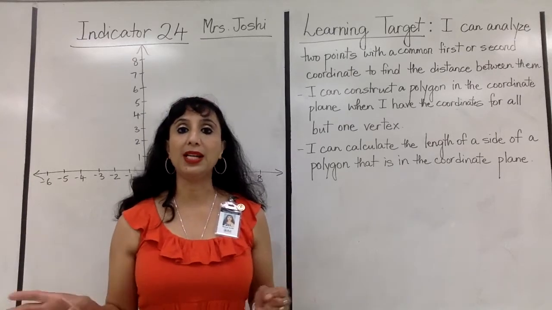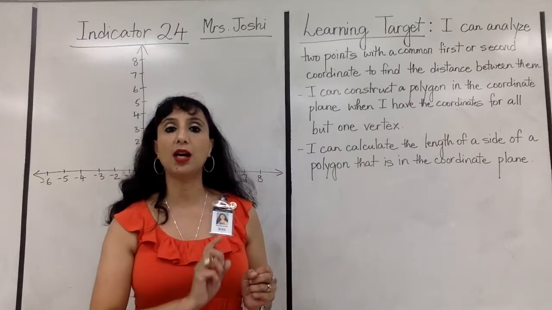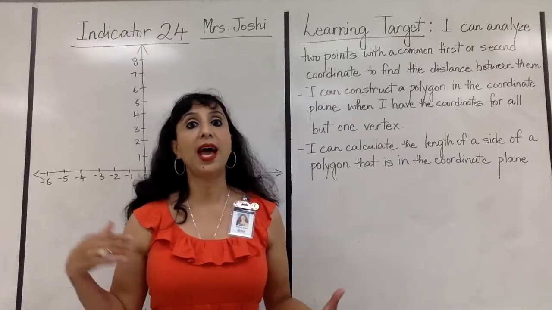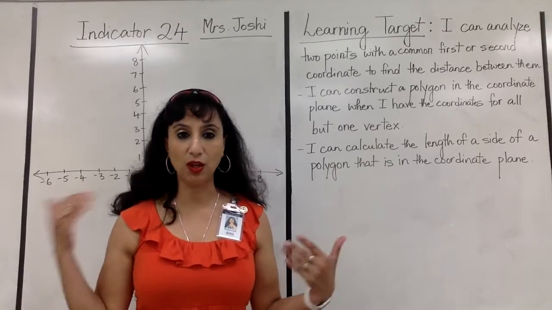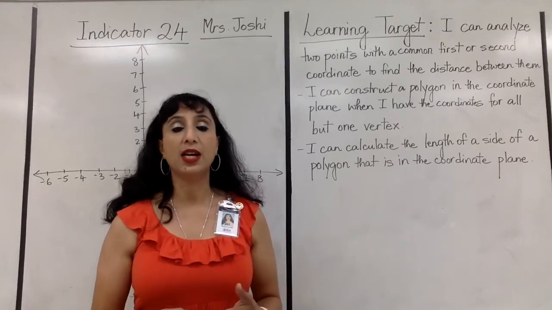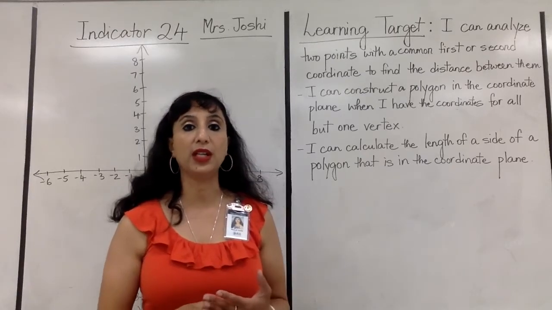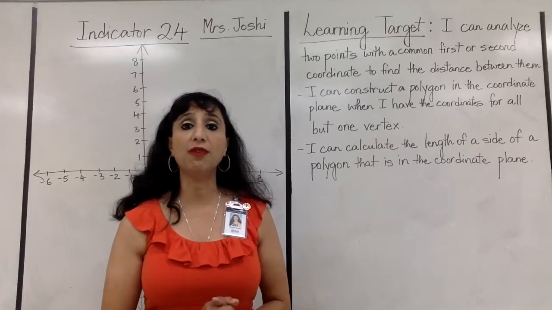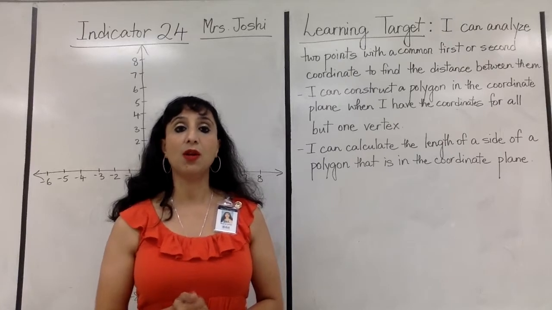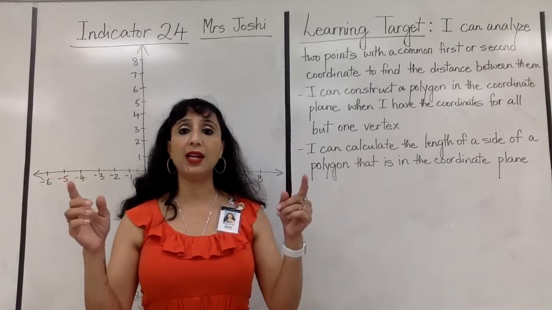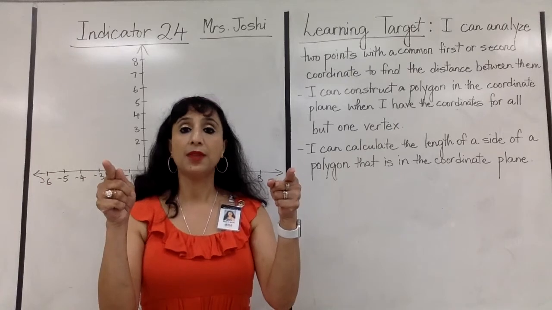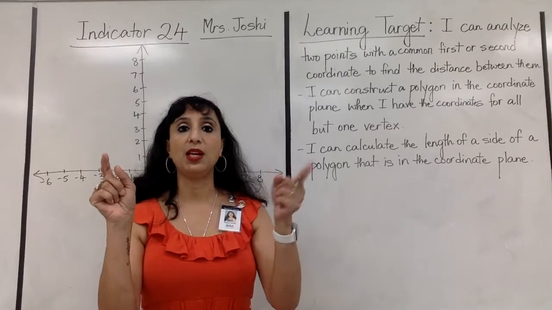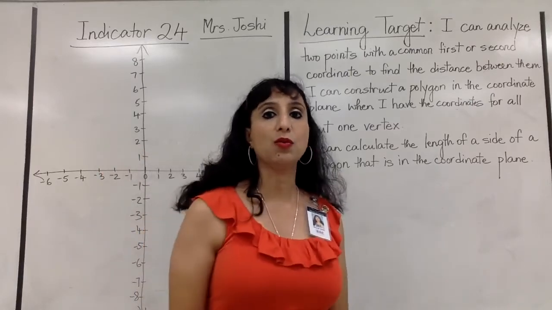So you will be given the ordered pairs for 3 vertices, and the fourth one you have to figure out based on that. And we know what a rectangle or a square looks like, for you to figure that out, okay? And then I can calculate the length of a side of a polygon that is in the coordinate plane. So let's say I have a rectangle given to me, and you might be asked, what is the length of that line from one vertex to the other? That's our learning target.